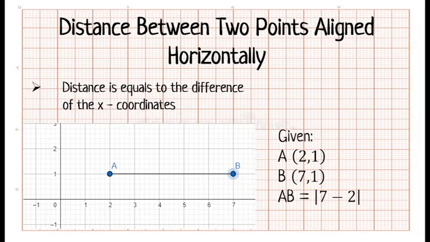Therefore, we would subtract the x coordinate of point A from the x coordinate of point B. The distance between A and B is equal to 7 minus 2, and 7 minus 2 is equal to 5. Therefore, the distance between A and B is 5.